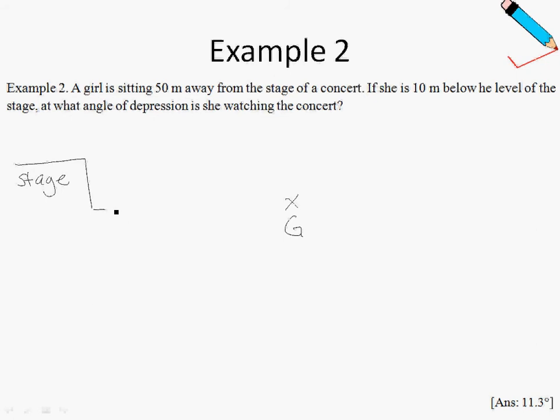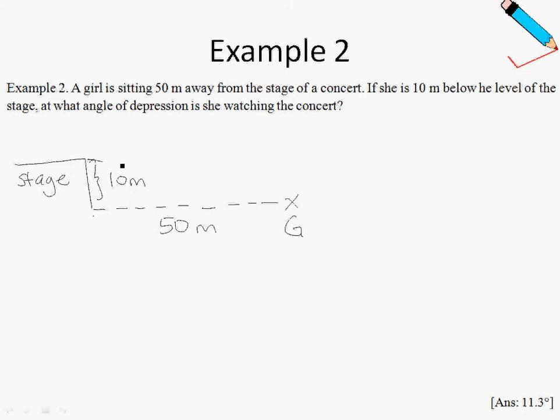How far is she from the stage? If we look carefully at the question, she's seated 50 meters away from the stage of the concert. So this distance here is actually 50 meters. The next part of the question says that she's 10 meters below the level of the stage.